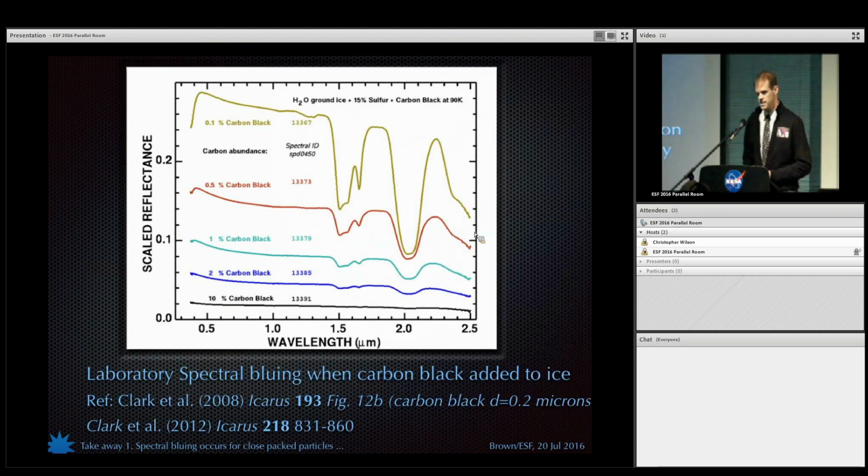And then the final bit is I just want to talk about the implications for exploration of Bennu and what we might expect to learn from OSIRIS-REx.